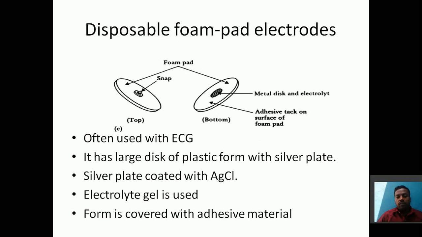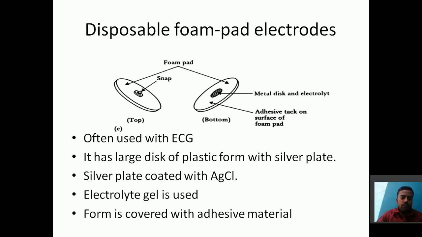These electrodes are what we currently use, and they are very low cost. This electrode has a very small metal disc electrode, and around the metal disc we have adhesive tape, or an adhesive track, on the surface of a foam pad. It looks very white in color, and it is very flexible, so we can fix the electrode without using any surgical tape.